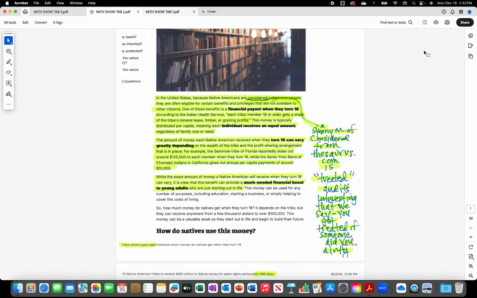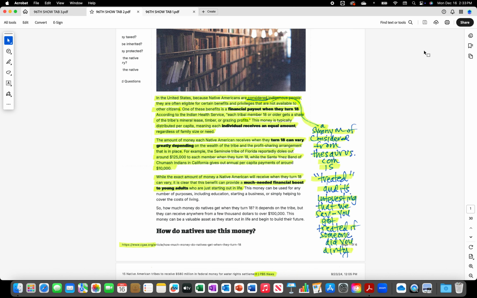In the United States, because Native Americans are treated as indigenous people, they are often eligible for certain benefits and privileges that are not available to other citizens, namely you. One of these benefits is a financial payout when they turn 18. According to the Indian Health Service, each tribal member 18 or older gets a share of the tribe's mineral lease, timber, or grazing profits. This money is typically distributed per capita, meaning each individual receives an equal amount regardless of family size or need. The amount of money each Native American receives when they turn 18 can vary greatly depending on the wealth of the tribe and the profit sharing arrangement that is in place.